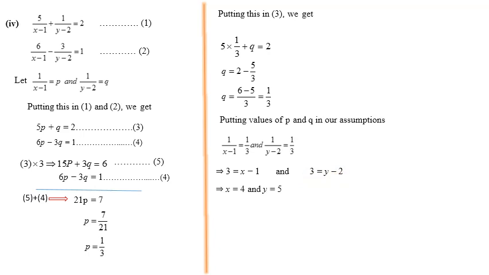Solve it. x is equal to, this minus 1 brought to the left side becomes plus 1, that is 3 plus 1, which is equal to 4. Here also the same thing: minus 2 brought to the left side becomes plus 2, that is 3 plus 2, which is equal to 5. So y is equal to 5.